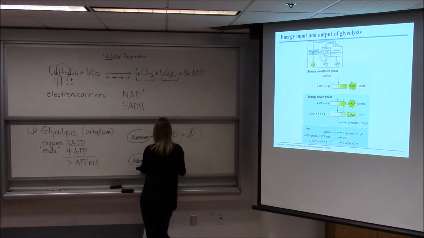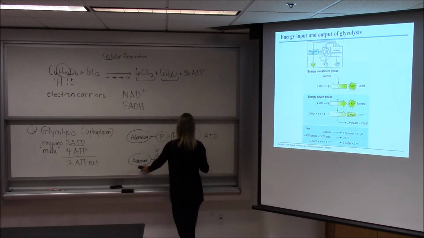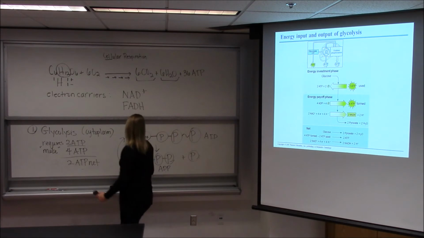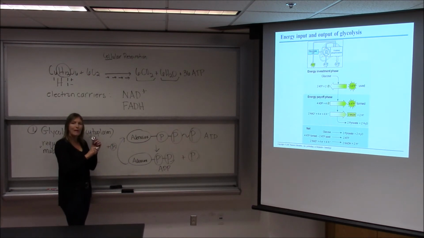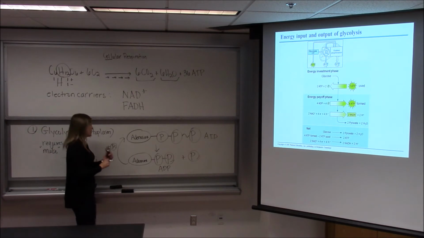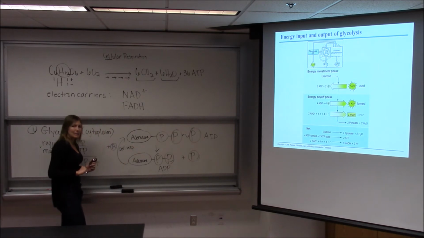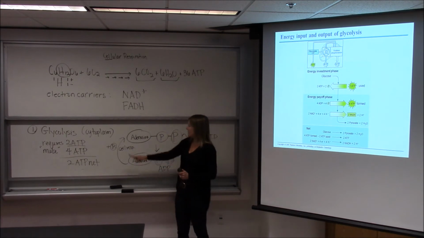What we're doing in cell respiration is we are rephosphorylating ADP to become ATP again. We're going to put that last phosphate group back onto ADP to regenerate ATP. That's what cell respiration is going to do. So when we say we're making ATP, we're not making it from scratch. We're really just rephosphorylating ADP.